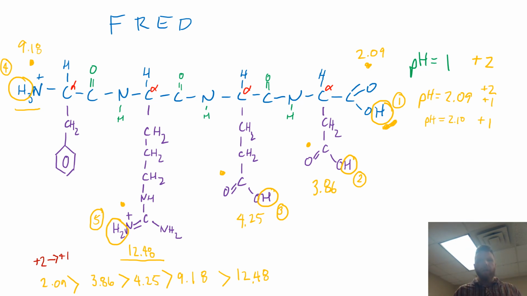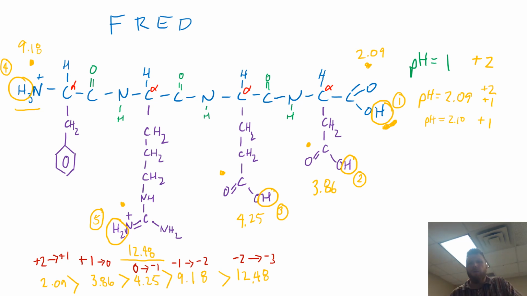3.86, what are you looking at? You're looking at the transition from +1 to 0. At 4.25, you're looking at 0 to -1. At 9.18, you're looking at -1 to -2, and then -2 to -3. So a good question that you could ask is, at what pH will this molecule have a -3 charge? And to answer that question, you just have to look at the pKa values. This molecule could have a -3 charge as long as the pH of your solution is above 12.48.